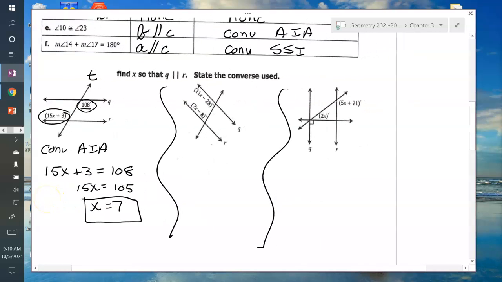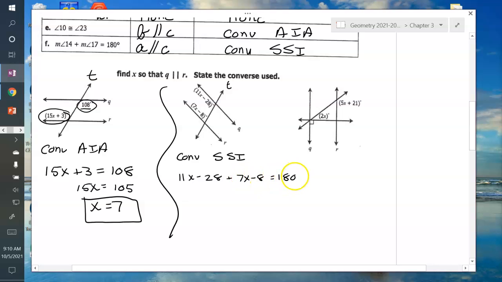We have two angles that are given to us as expressions. They're on the same side of the transversal, and they're inside lines Q and R. So I'm going to use the converse of same side interiors. That means that when I write my equation, I have to set it equal to 180. Let me give myself some more room here. So 11x minus 28, that's one angle, plus 7x minus 8, that's the other one, equals 180.